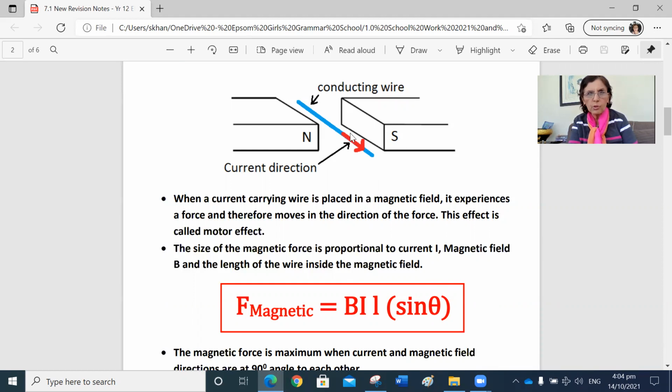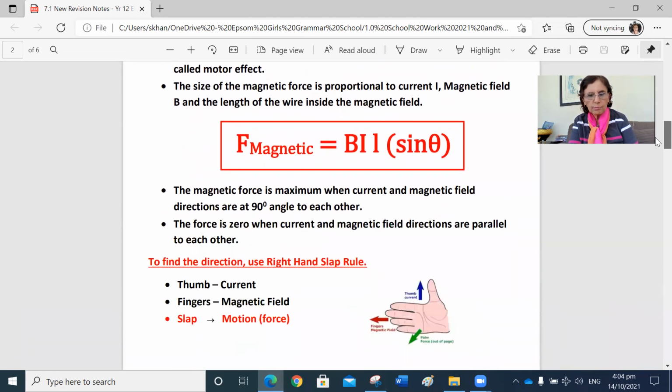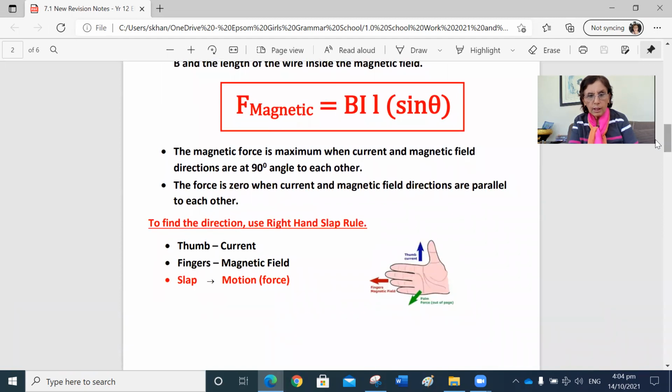We use what's called the right-hand slap rule. What you imagine is that you place your hand in such a way that your thumb is pointing in the direction of the current, and your fingers are pointing in the direction of the magnetic field. Then the direction in which your palm will move to give someone a slap will be the direction of the force. Remember, all these three are at 90 degrees angle.